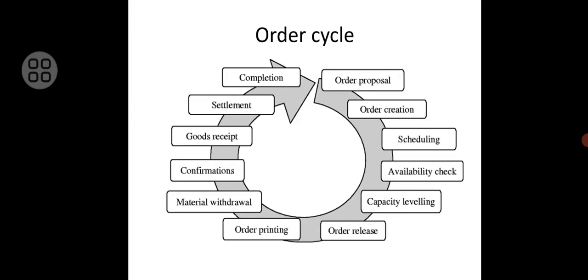These are the steps of the order cycle: order proposal, order creation, scheduling, availability check, capacity, order release, order printing, order withdrawal, confirmations, goods receipt and settlements, and completion. This is called the order cycle.